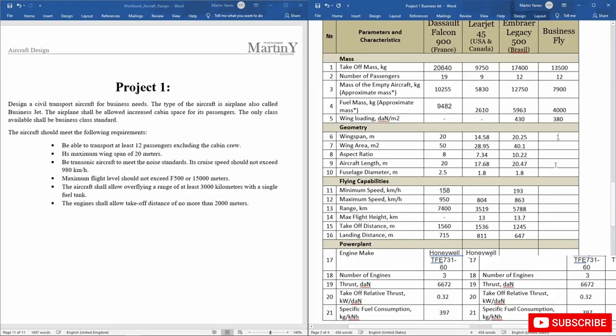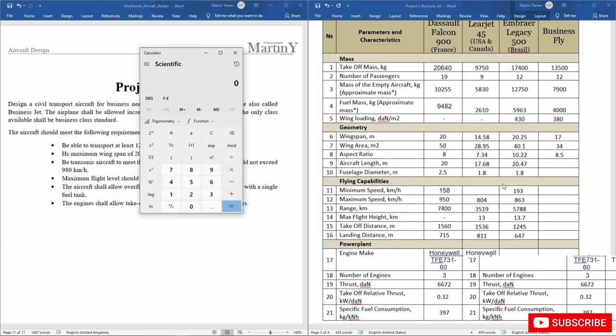Then the wingspan, I would say, is going to be about 17. As our wingspan is 17, the wing area should be about 34 square meters, which makes an aspect ratio of 8.5. If you wonder how I found the aspect ratio, it is quite simple. The aspect ratio is usually equal to the wingspan squared divided by the wing area, which is 34 here. And this is how we get 8.5 for the aspect ratio.